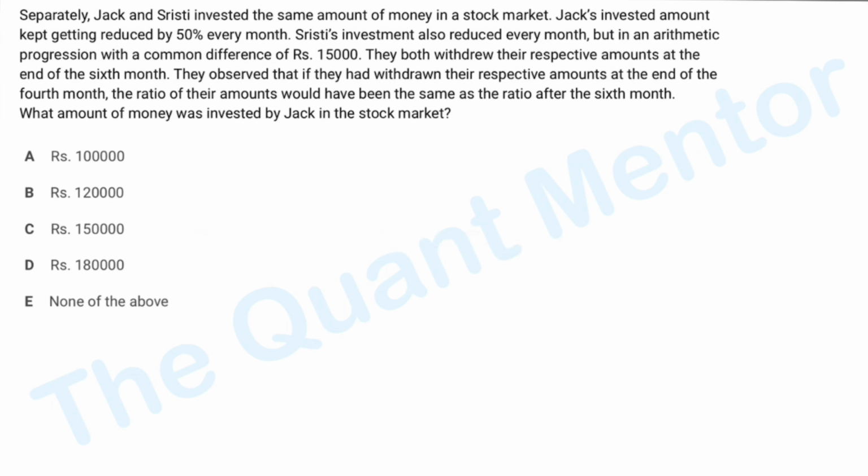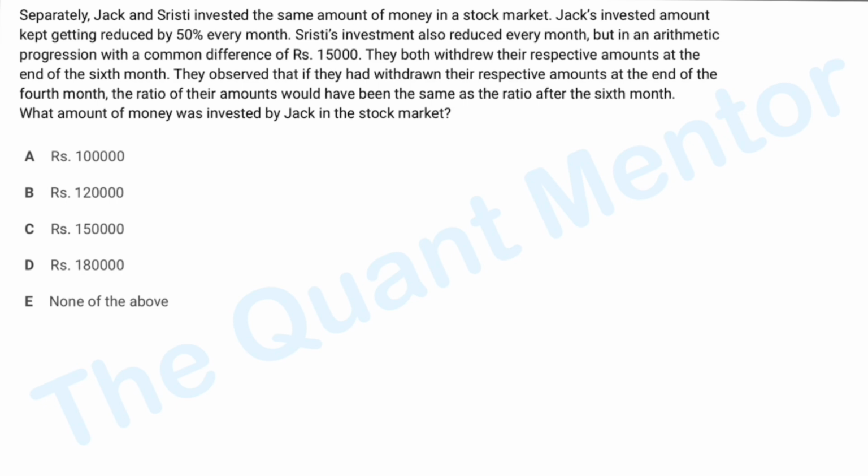Alright, so separately, Jack and Srishti invested the same amount of money in a stock market. Jack's invested amount kept getting reduced by 50% every month. Srishti's investment also reduced every month, but in an arithmetic progression with a common difference of rupees 15,000. They both withdrew their respective amounts at the end of the 6th month.